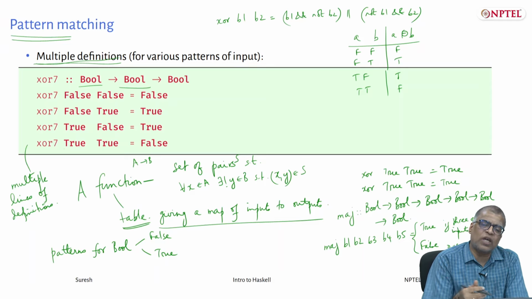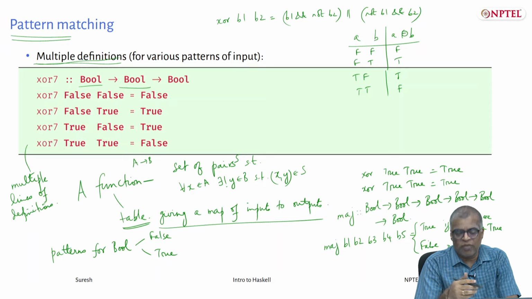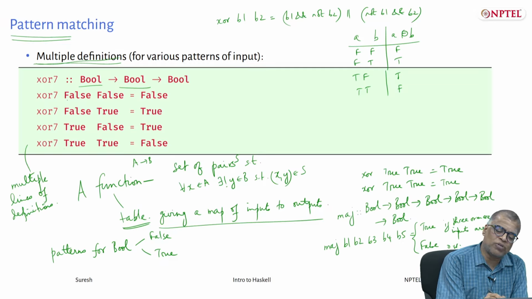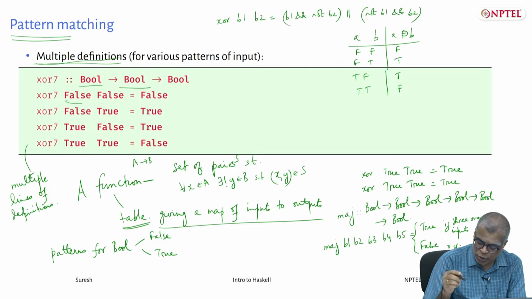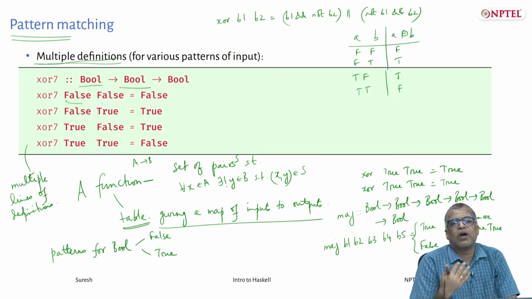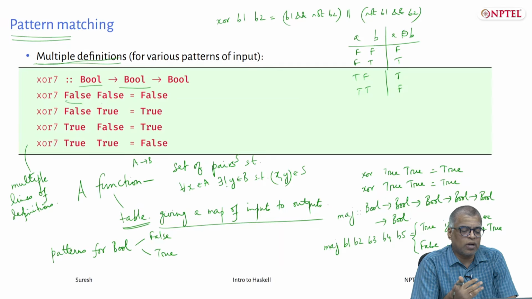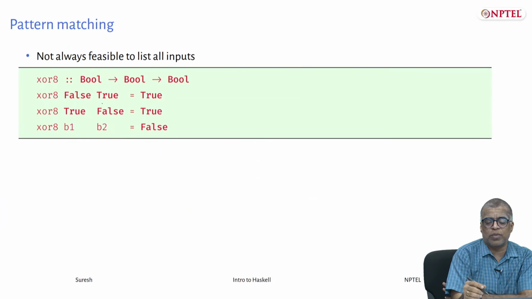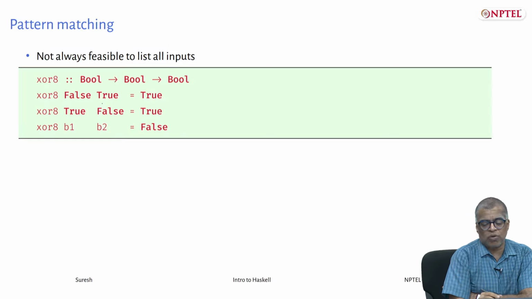So we will see more and more features. Even in pattern matching you can do better. It is not just that you can use these constant patterns, but you can come up with much more succinct ways of expressing functions, and let us look at some of them. It is not always feasible to list all inputs. So for instance, Haskell allows you to do this.